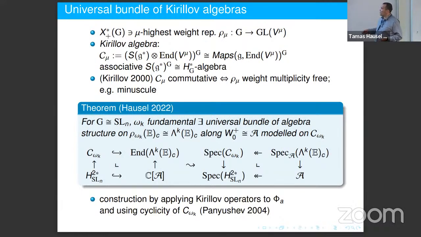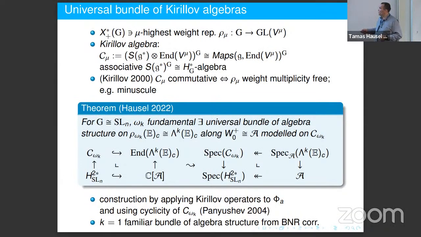So the construction, as I mentioned, is applying Kirillov operators and this property of cyclicity of the action, which was proved by Panyushev in 2004. So when k equals 1, this is just the bundle of algebra structure which appears in the BNR correspondence. In that case, you just apply the Higgs field and its powers, but you will get a higher BNR correspondence for higher representations. But that's another story.